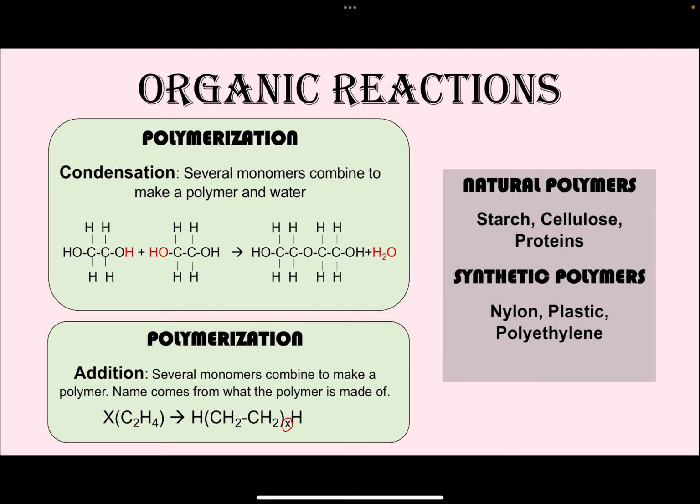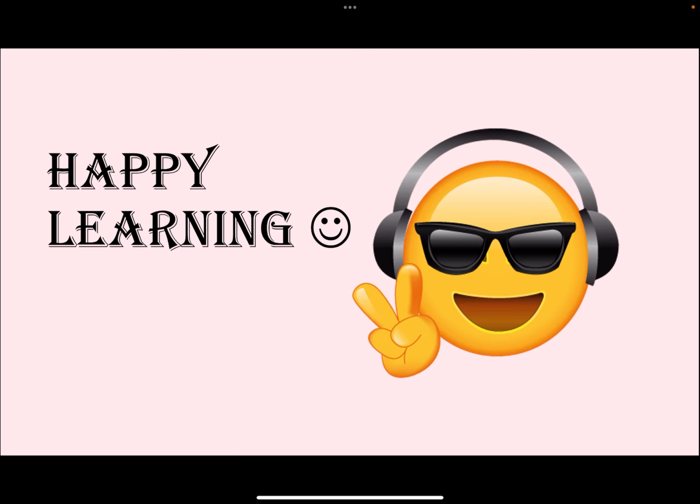Last thing that you need to know about polymers is some examples of natural and synthetic polymers. So your natural polymers are starch, cellulose, proteins, and some examples of your synthetic polymers are nylon, polyethylene, plastic, etc. All right, so that was organic chemistry. I will see you in the next and the last one.